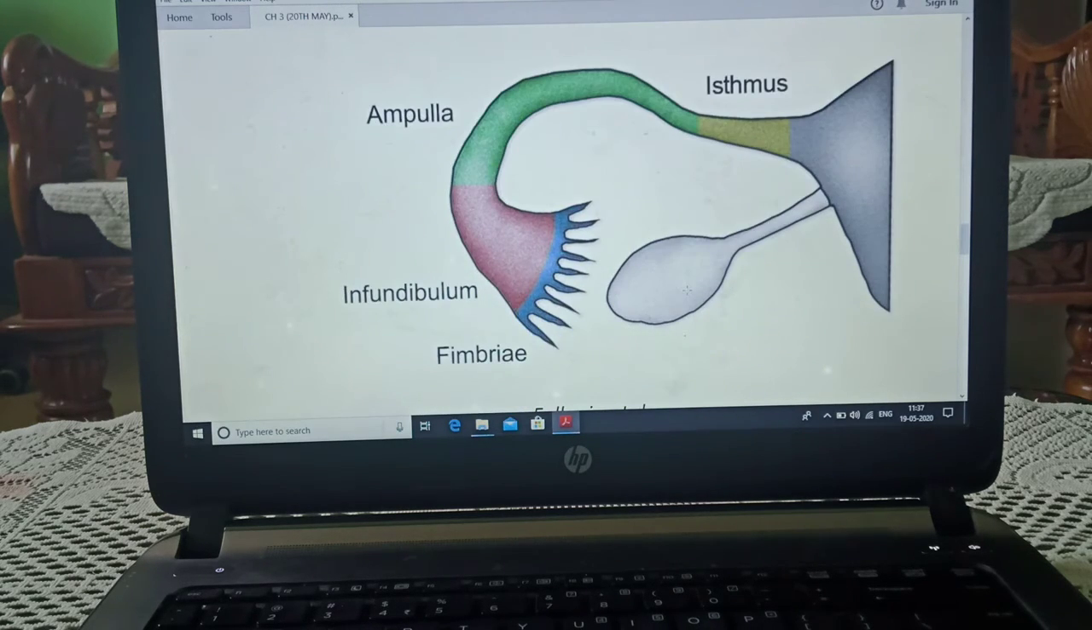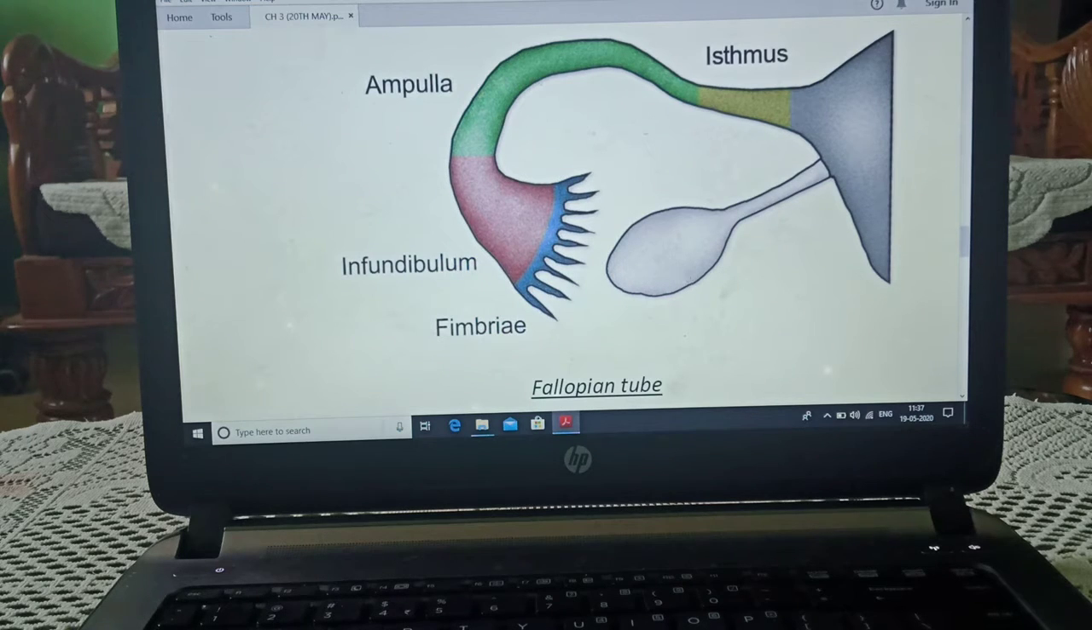Now we will see, this is the structure of the fallopian tube. As you can see, this is the isthmus, this is the ampulla, this is the infundibulum, this is the fimbriae. At this place, fertilization of the ova takes place.